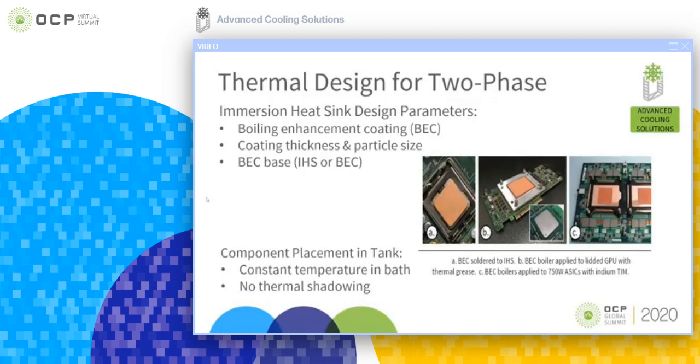The major advantages of two-phase immersion cooling would be the constant and isothermal temperature environment. So it provides a much more even thermal profile in the tank as compared to other cooling techniques. And there is no thermal shadowing because all the components in the tank will be at the same temperature, which is the boiling temperature of the fluid. Yeah, it's the isothermal temperature environment.